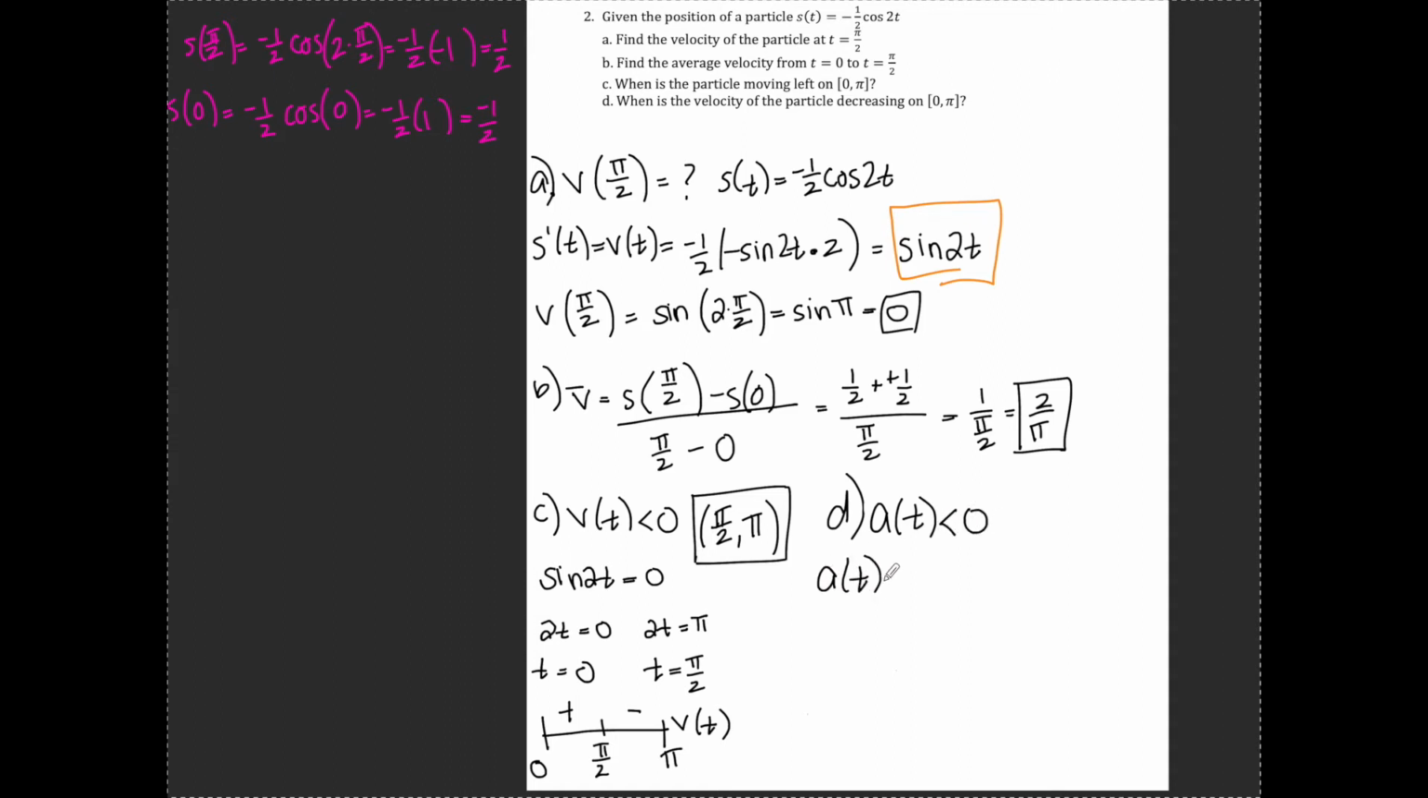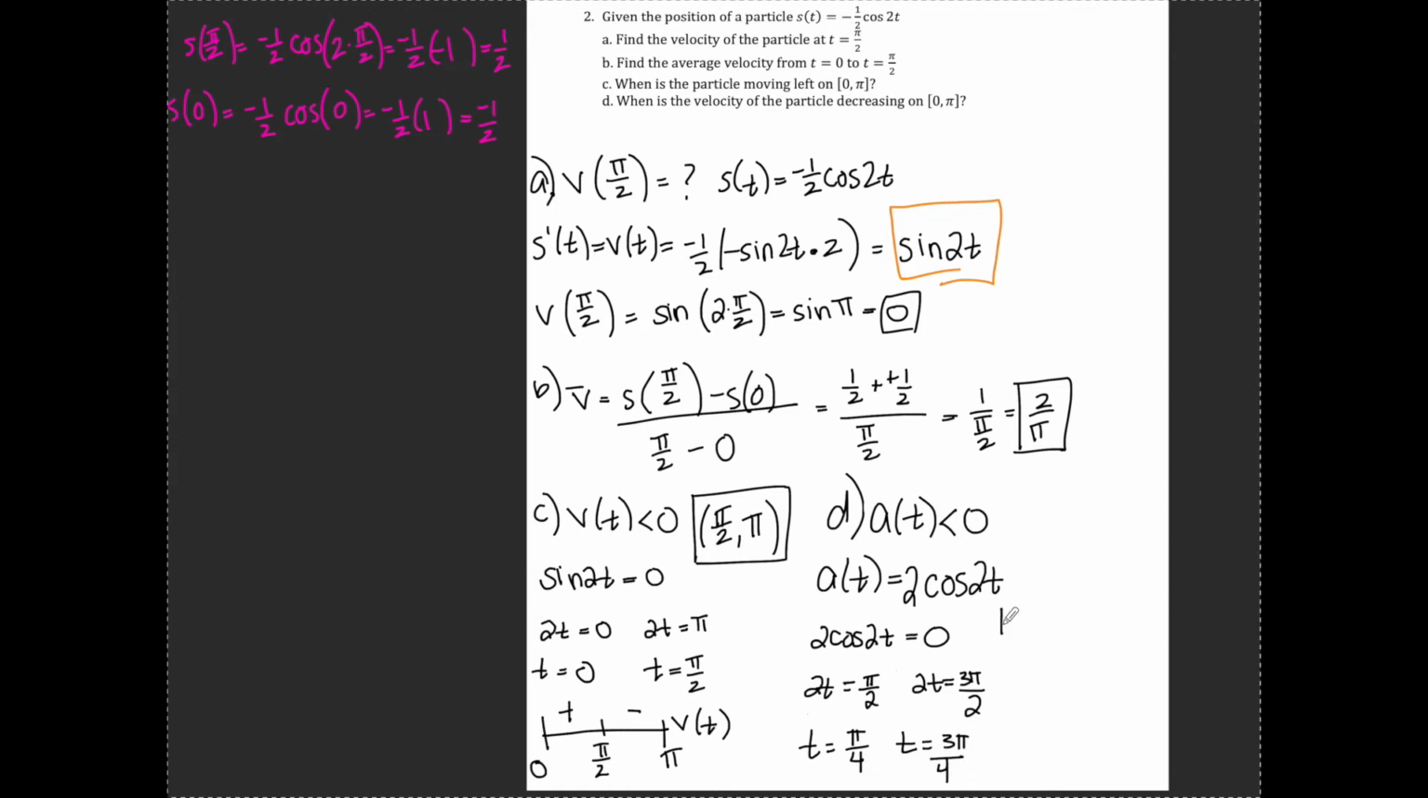I know that acceleration is the derivative of velocity, so I'm looking for the derivative of sine of 2t. The derivative of sine is cosine. I leave the 2t, times the derivative of that angle, the derivative of 2t is 2. I'm going to set that equal to 0 to find my critical values. I know that cosine is equal to 0 at pi over 2 and 3 pi over 2. So if I solve for t in each scenario, I'm going to get pi over 4, and I'm also going to get 3 pi over 4.